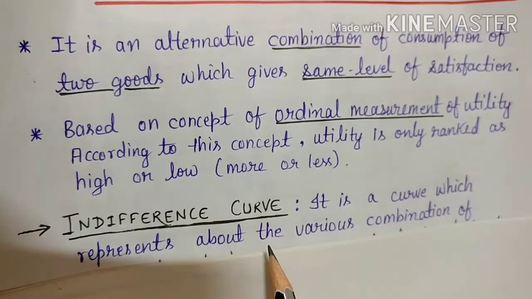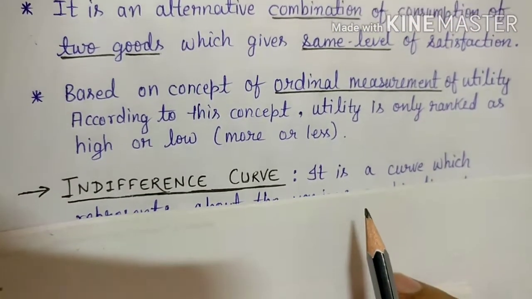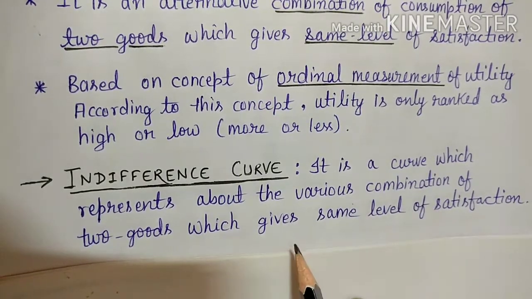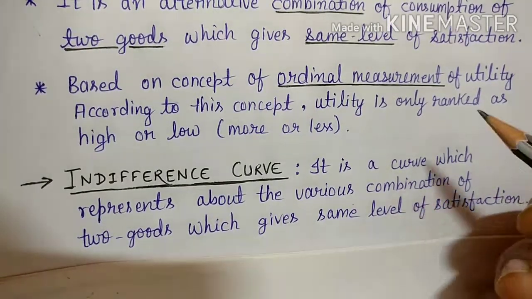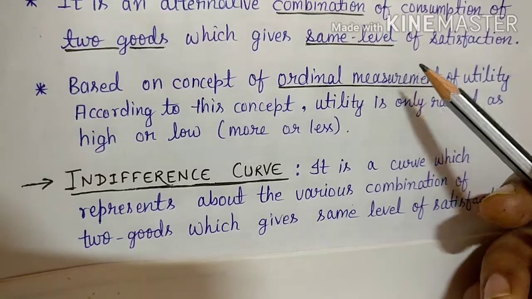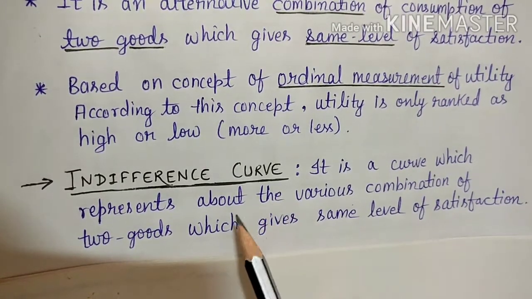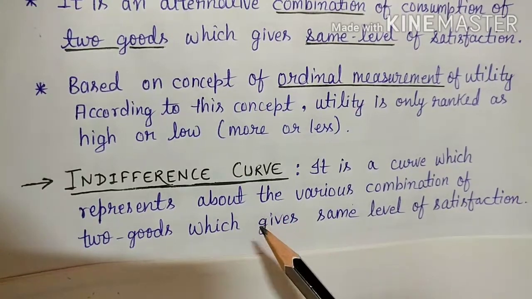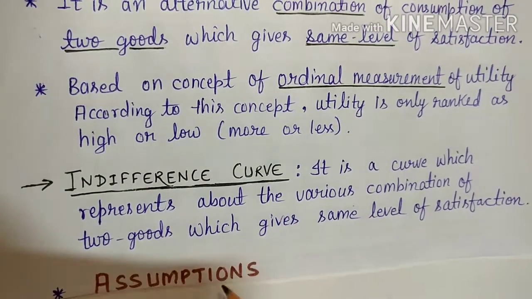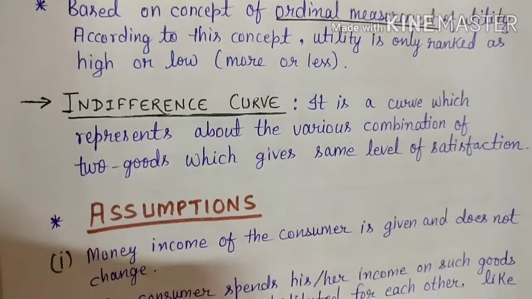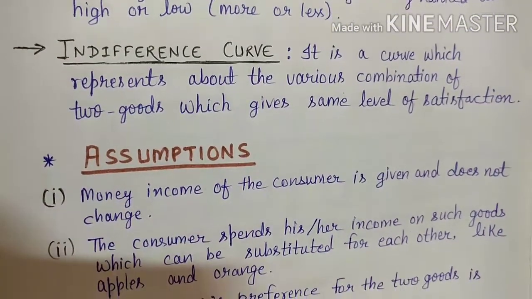So first, what is an indifference curve? It is a curve which represents the various combinations of two goods which give the same level of satisfaction, as I have explained earlier. That is what is called an indifference curve, and this becomes clearer with the help of a diagram. First we learn about the assumptions. What are the assumptions we have to follow in order to understand this indifference curve theory?